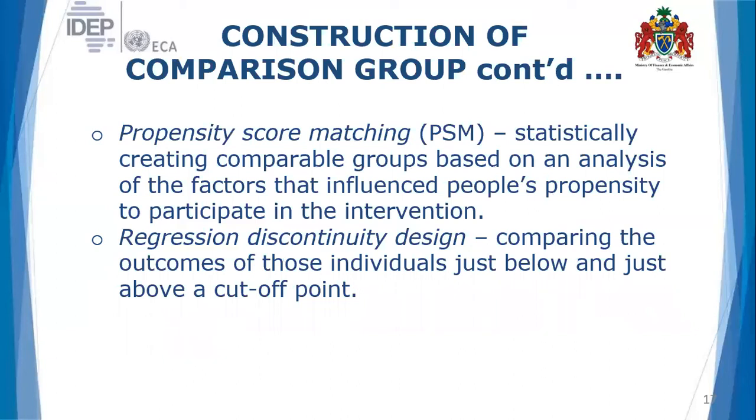Then we move on to propensity score matching. This involves statistically creating comparable groups based on an analysis of the factors that influence people's propensity or probability to participate in the intervention. So this technique uses probabilities of individuals to participate or not in a particular intervention. And we'll look in more details at this later. Then there's also regression discontinuity design, which involves comparing the outcomes of those individuals just below and just above a cutoff point. Where one group receives intervention and the other doesn't, then can be compared.